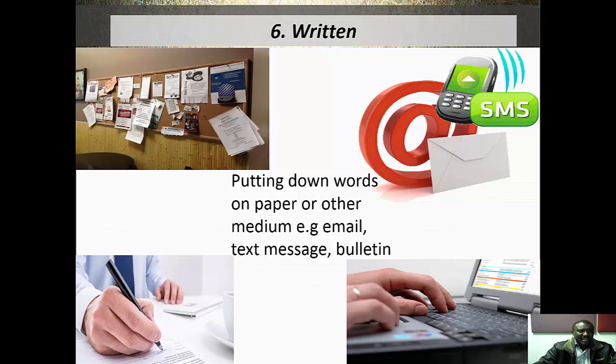We can use this for our farmers. We can have posters, we can have bulletins, we can have charts and other things like that. Then we also have the electronic on the computer and other things like that. These are the written forms of communication.